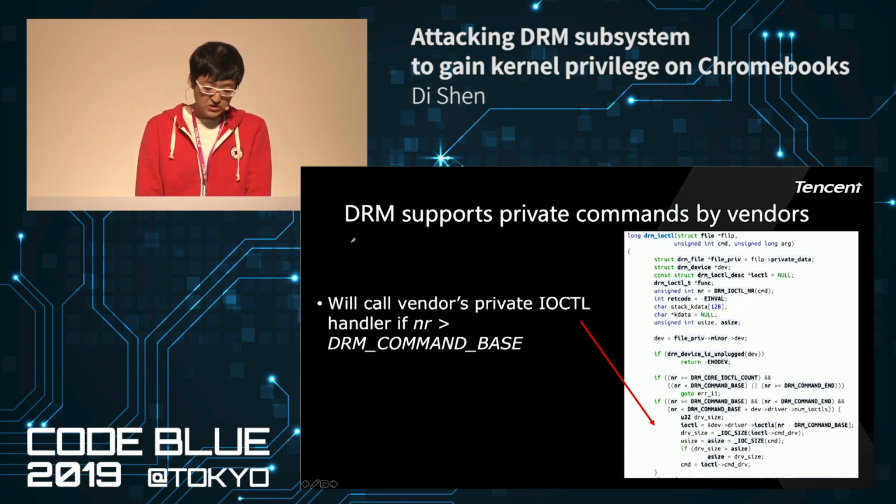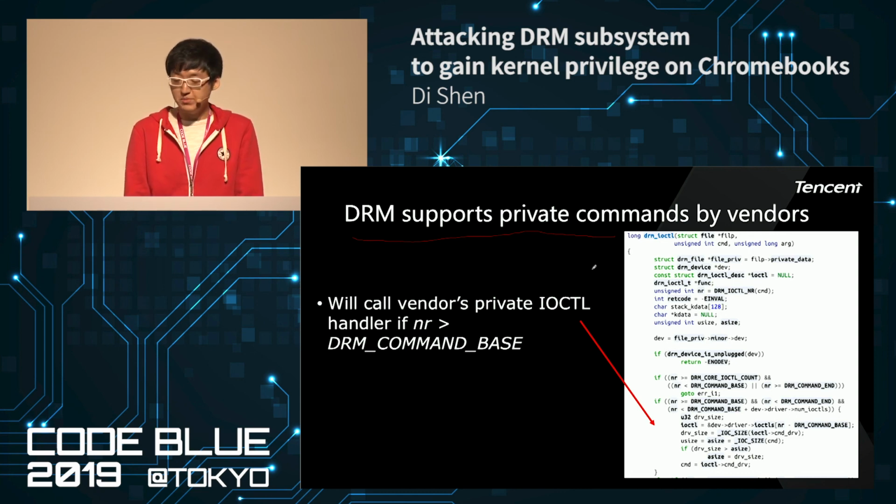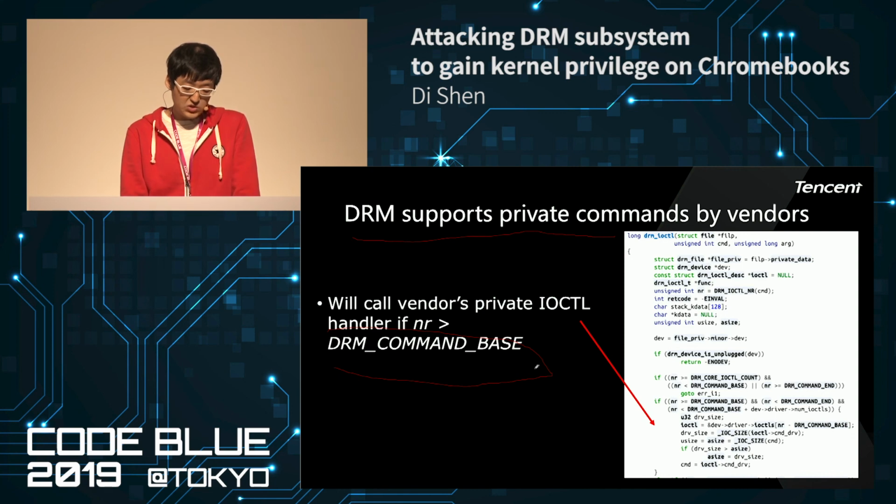We should know that the DRM supports private commands by vendors, because the public commands are provided for all GPUs. But there are still some private features for different vendors. It needs to provide the private handlers. So when the command number is larger than this one, the DRM command base, it will go to the private commands handlers area.